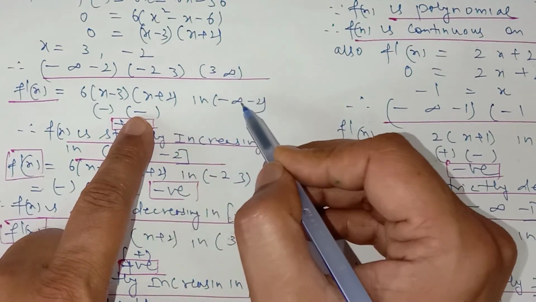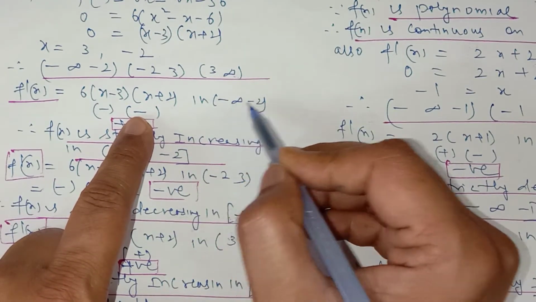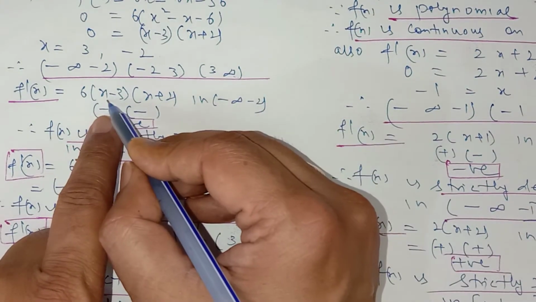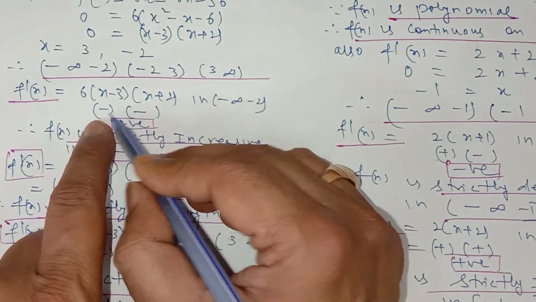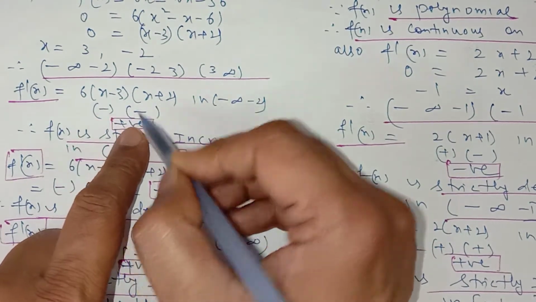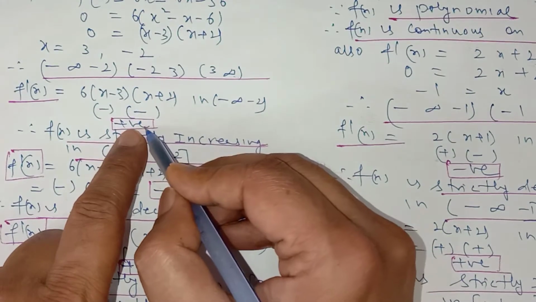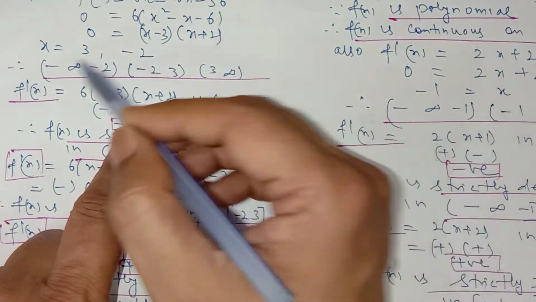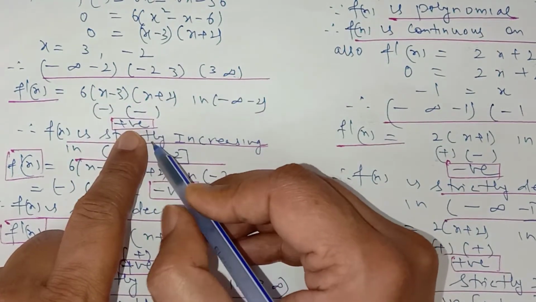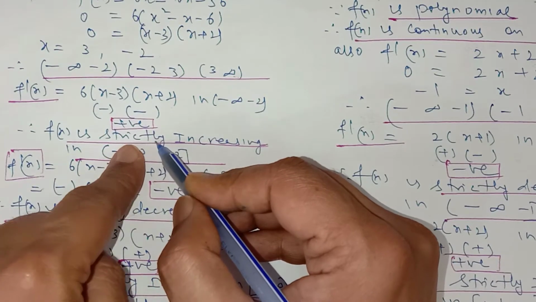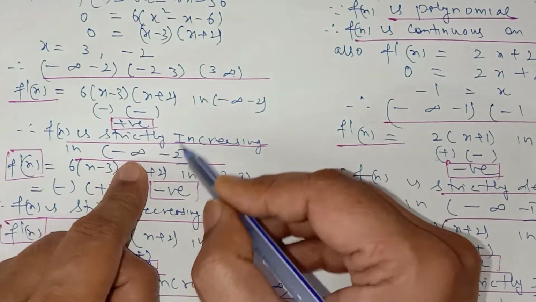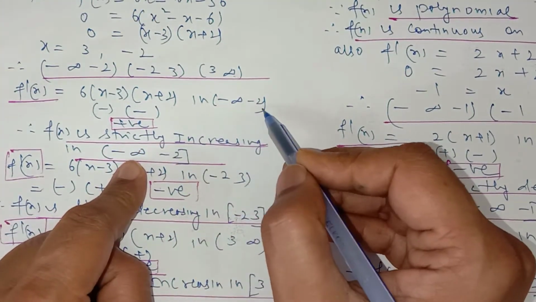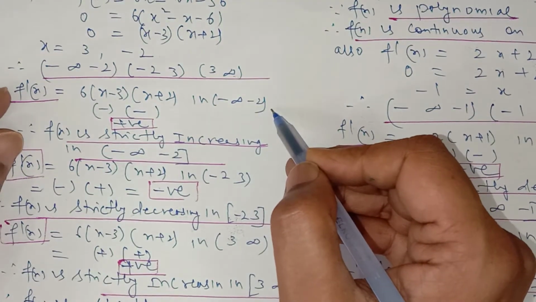Let us take minus 3 in this interval: this will be negative and this will be negative, and the total will be positive. So it means the first derivative is positive in this interval. So this function f(x) will be strictly increasing, because it is a polynomial function, in the interval from minus infinity to minus 2.